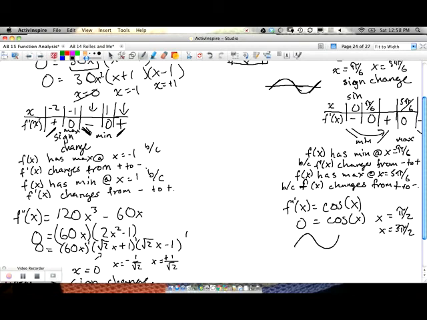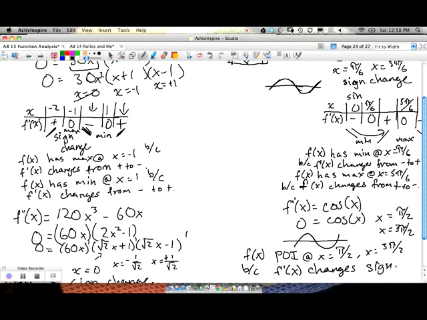And if your knowledge of the cosine graph is good as well, you notice that you go straight through that x-axis. It's just straight through, smooth. So we know that we have a point of inflection at x equals pi over 2 and x equals 3 pi over 2. So f of x, I should say, has points of inflection because f double prime of x changes sign. Excellent.